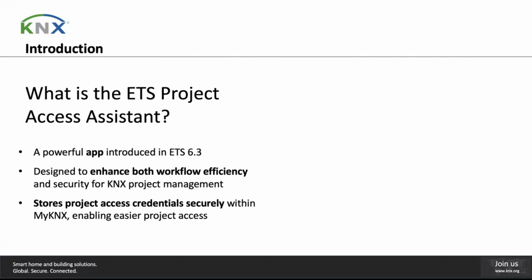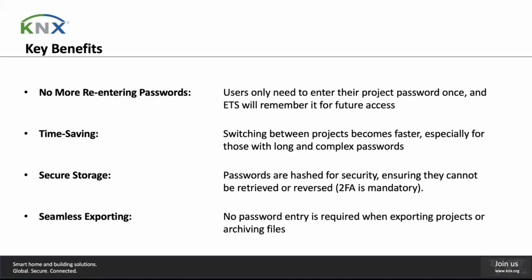Now, as soon as you put a password on a project, every time you do various things like export it, back it up, pass it over to someone else, open it, it wants you to put that password in. And what the project access assistant does is it allows those credentials to be stored securely in My KNX, online inside the KNX organization, just making it easier to get your project access done. So you don't need to keep re-entering the password. It knows it from the ETS app. It makes it a lot quicker to open the projects.